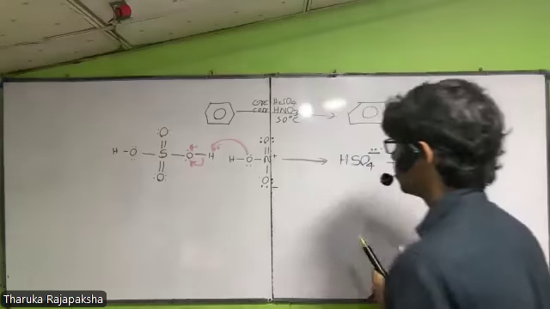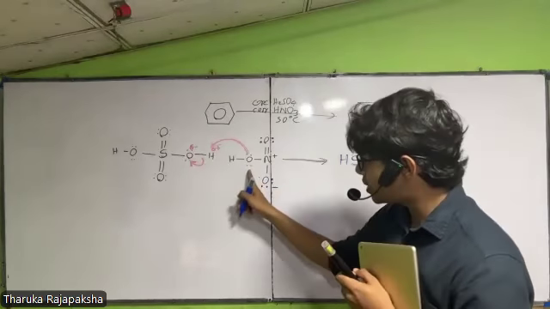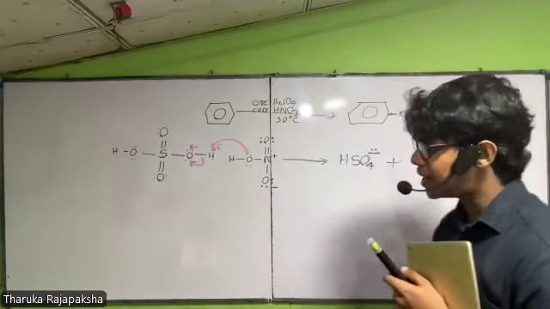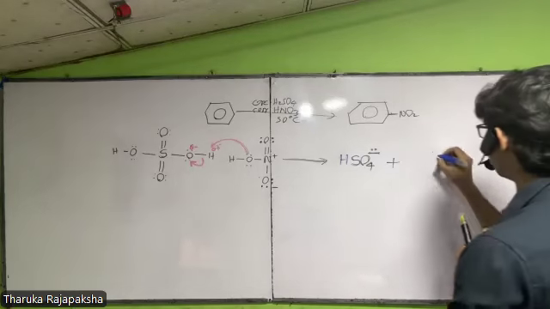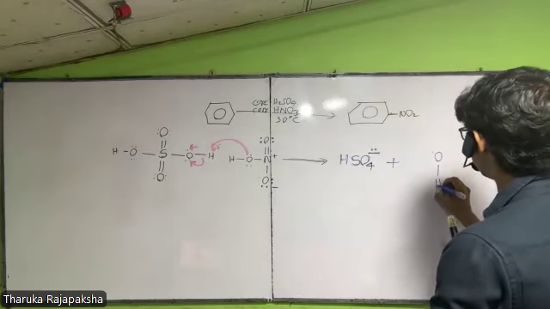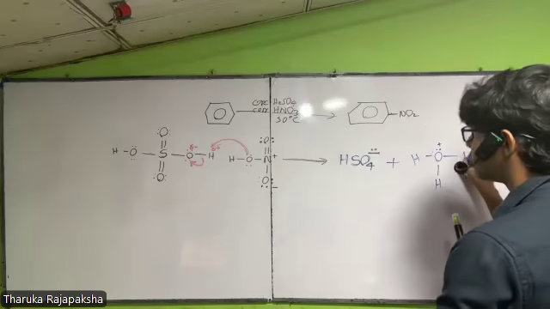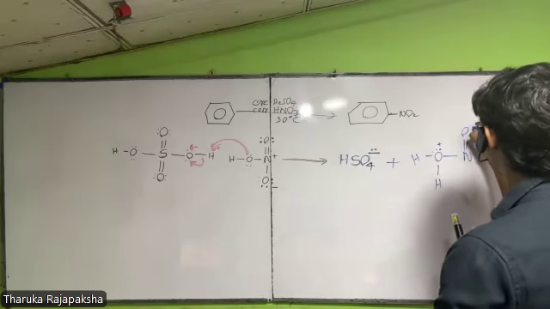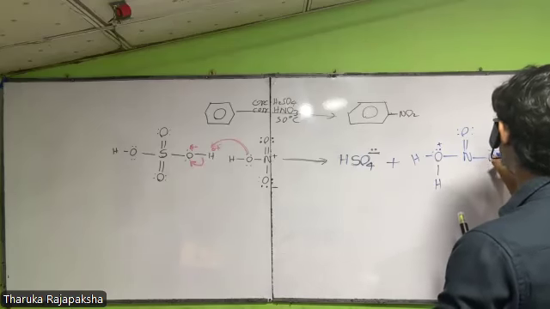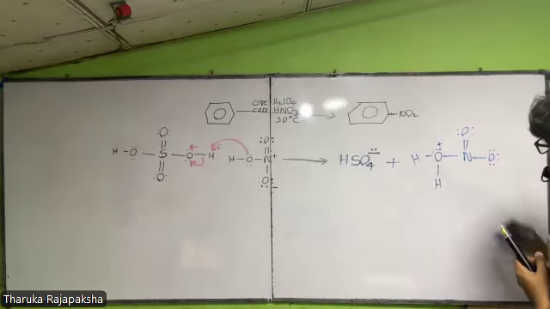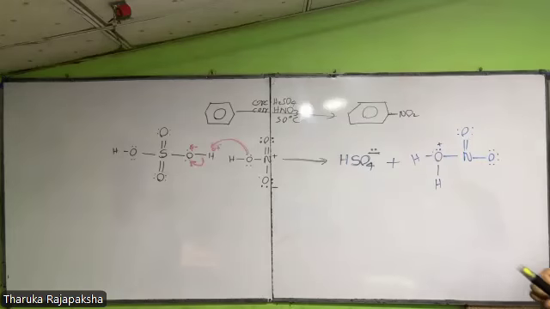Plus, the hydrogen will attach to this oxygen. Weird, right? It's very unstable. So what will happen is the bond will break backward to oxygen, in the direction of oxygen.